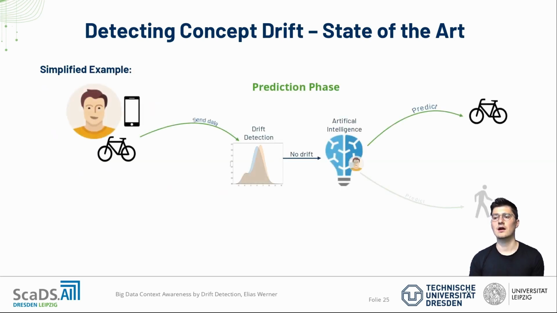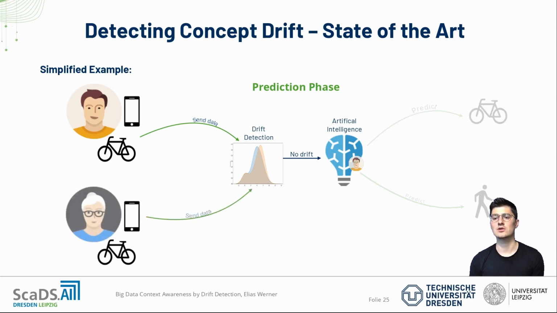Considering this, our example can be enhanced by such a concept drift detection method. For the first user now, this does not really make a difference here. The method detects there is no drift and the AI predicts the correct transport mode as usual. For the second user now, the drift detection method may detect a drift and incorporate this information by some drift handling, which supports our AI then to predict the correct transport mode, also for this user.